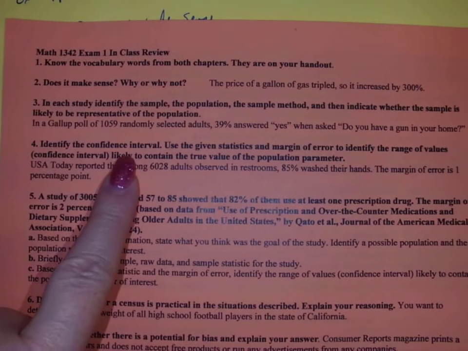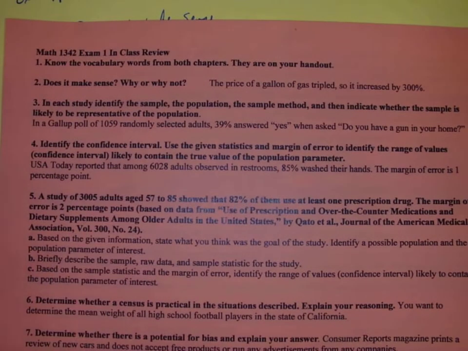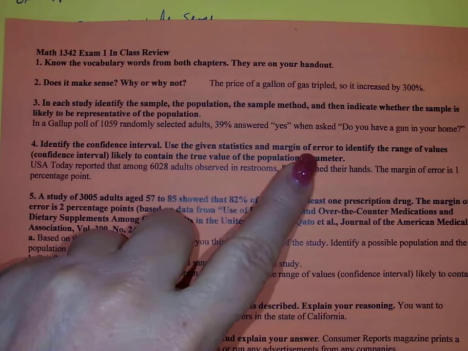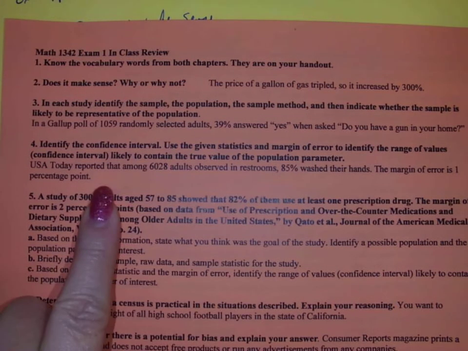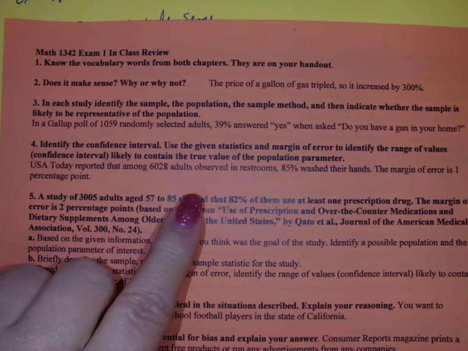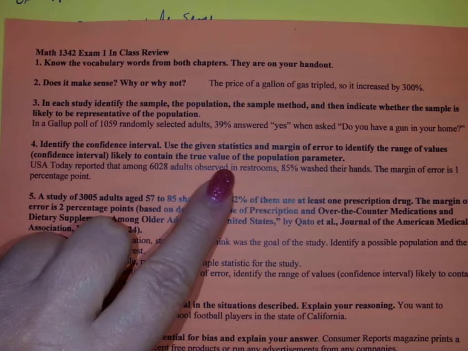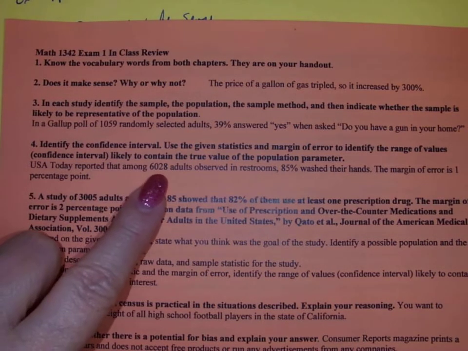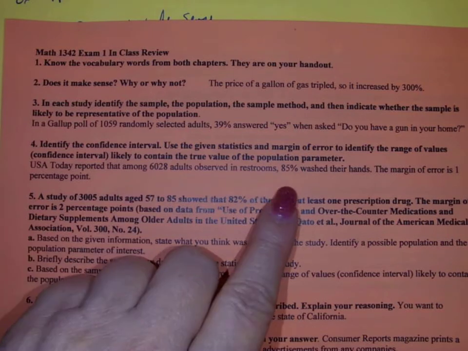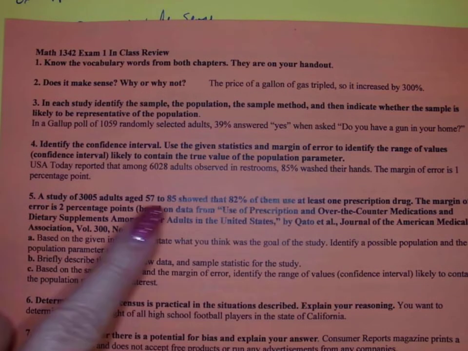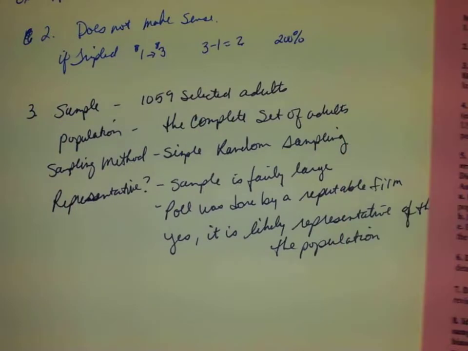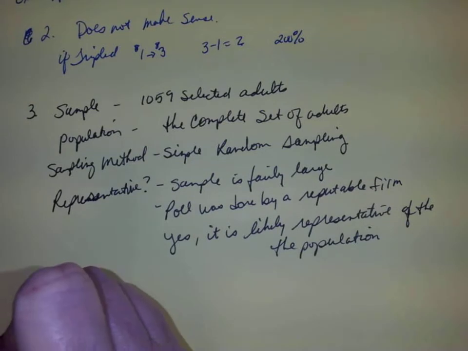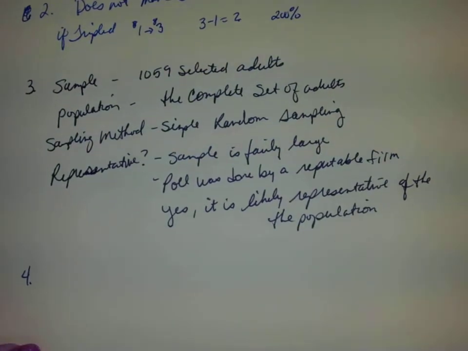All right, number 4, we are going to identify the confidence interval. So we're going to use the given statistics and the margin of error to identify the range of values likely to contain the true value of the population parameter. So USA Today reported that among 6,028 adults observed in restrooms, 85% washed their hands. The margin of error is 1 percentage point. All right, so we want to find the confidence interval.